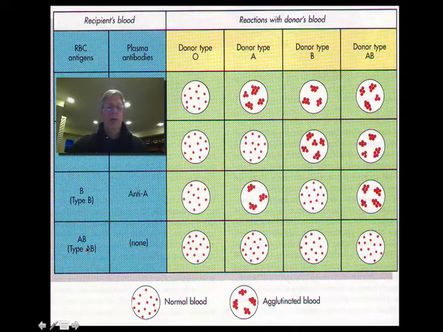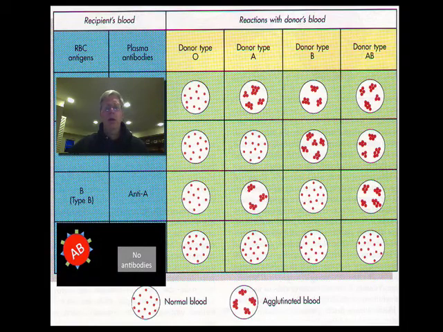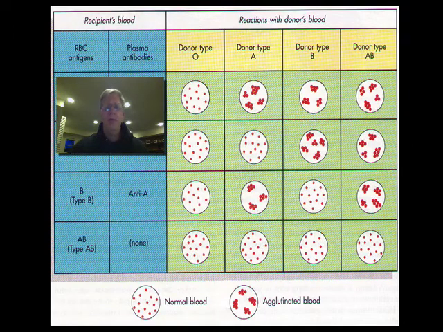Finally, if you have AB blood, that means you have no antibodies whatsoever, so your blood will not attack any of the bloods. So you could be given type O, type A, B, or AB, no problem whatsoever.